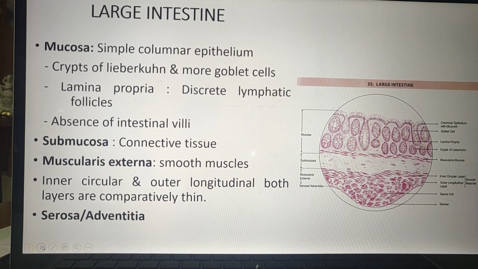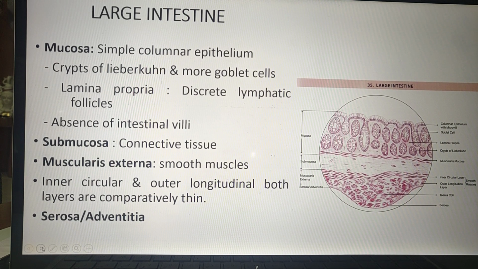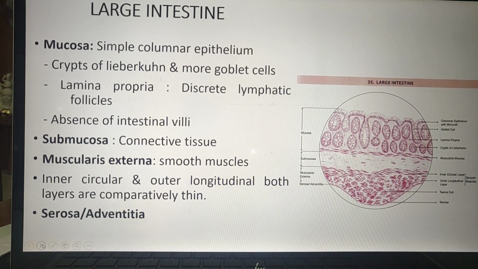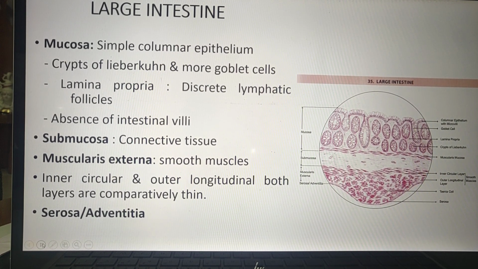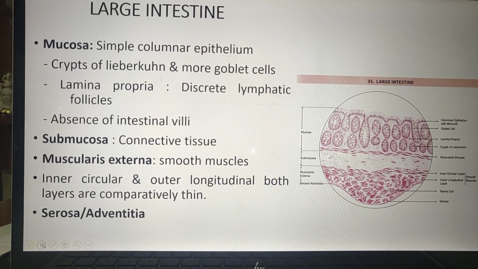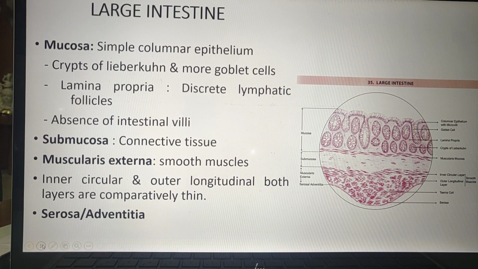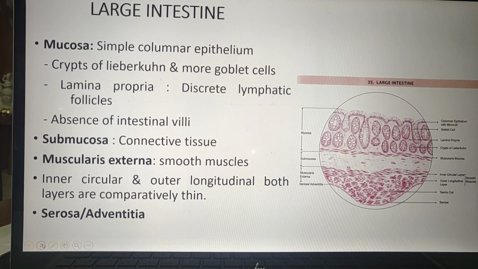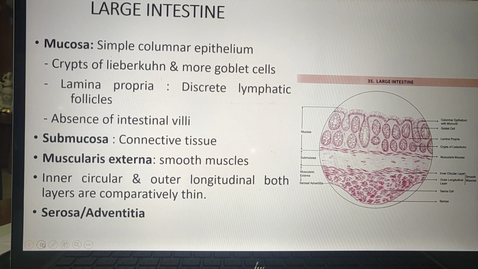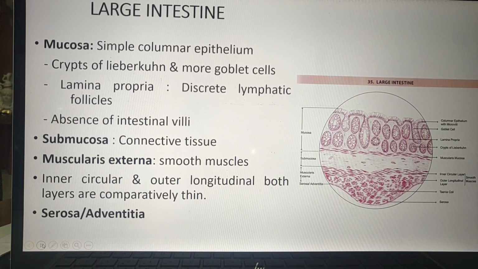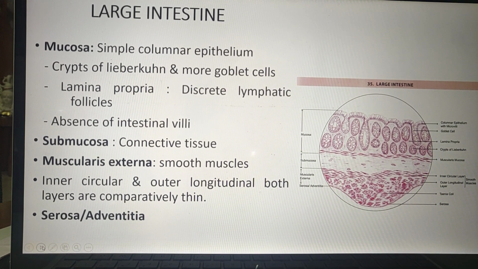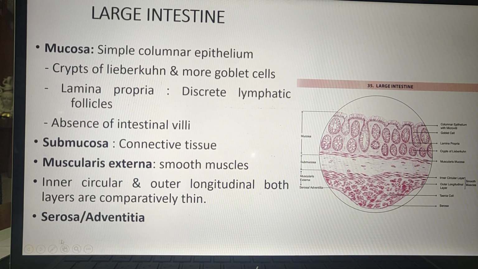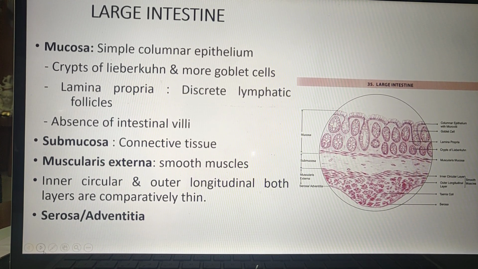Submucosa, which is the same as the dense connective tissue that lies inside the small intestine and the stomach, contains the blood vessels and nervous plexus. Muscularis externa, smooth muscles, is the same as in the small intestine, inner circular and outer longitudinal, but comparatively thin. And serosa and adventitia: it is not mainly lined by the peritoneum, but it is connective tissue.